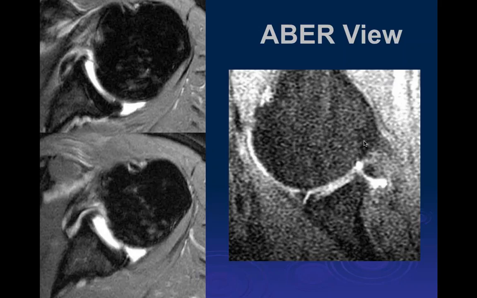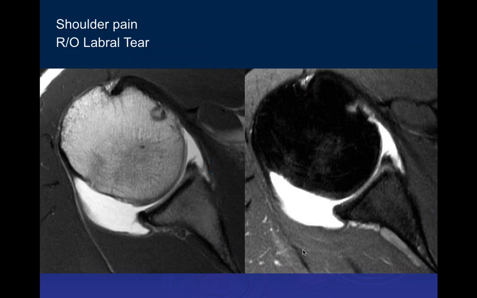But I do find it's very helpful in the young athletes in evaluating the posterior superior aspect of the joint, which we'll talk about. So here's shoulder pain, rule out labral tear.